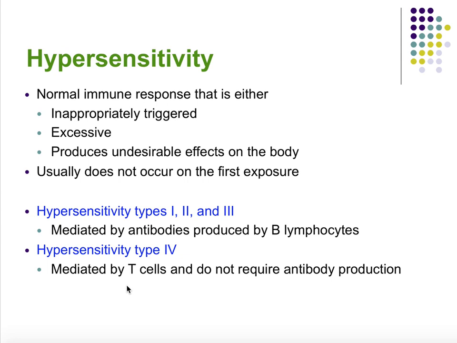There are different types of hypersensitivity. We have types 1, 2, and 3, which are mediated by antibodies produced by our B lymphocytes. And remember, with allergy we talked about IgEs being involved, so it's really mediated by those IgE antibodies. And then we also have hypersensitivity type 4. These are mediated by your T cells, so they don't require antibody production.